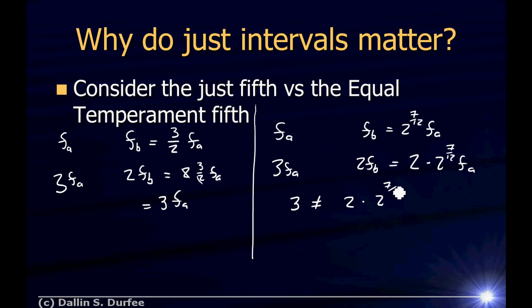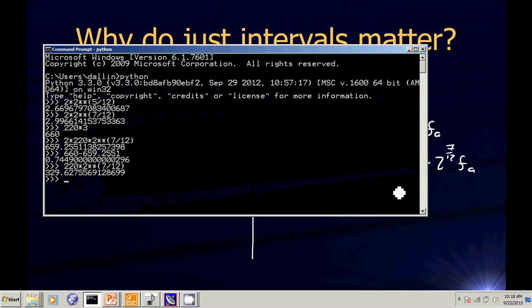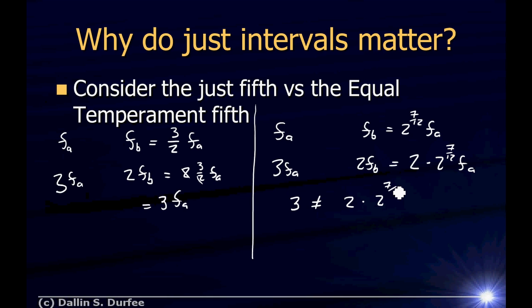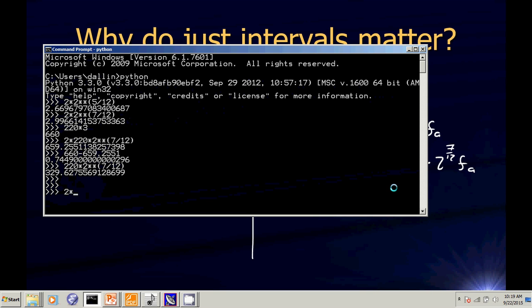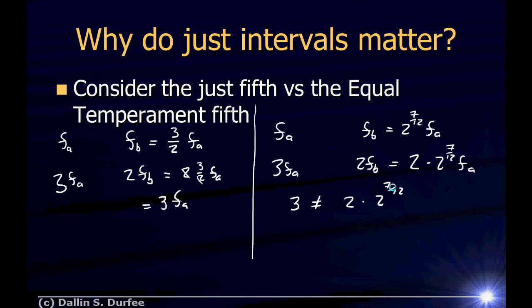All right, in fact, let's pull up Python here. What is 2 times 2 to the 7/12? It's 2.996614, so it's not quite a factor of 3, so those two notes won't be exactly the same. So let's do an example. Let's imagine that I play an A at 440 hertz, and then I'm going to play the E, which is a fifth above that.